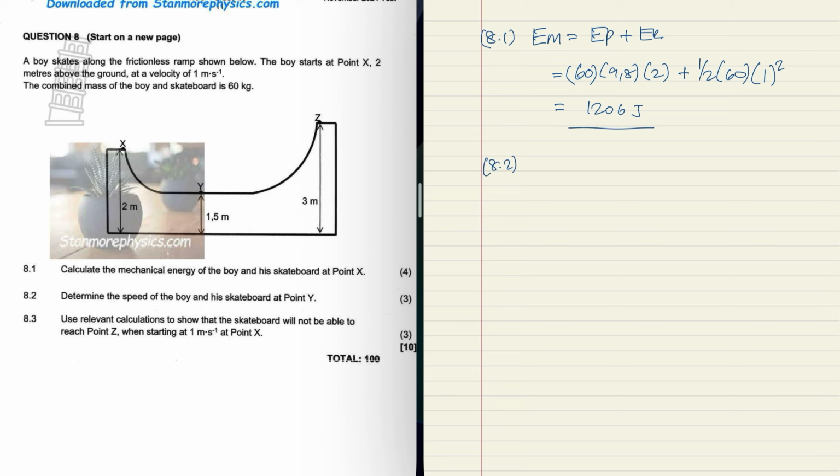Question 8.2. Determine the speed of the boy and his skateboard at point Y. So at point Y, we know that the total mechanical energy is going to be the same. So we can say that 1206 is going to equal EP plus EK. Now 1206 is going to equal, the potential energy is going to be 60 times 9.8, and Y is 1.5 meters above the ground, plus half of 60 times v squared. We can then solve for v, and that's going to equal 3.29 meters per second. Question 8.3.